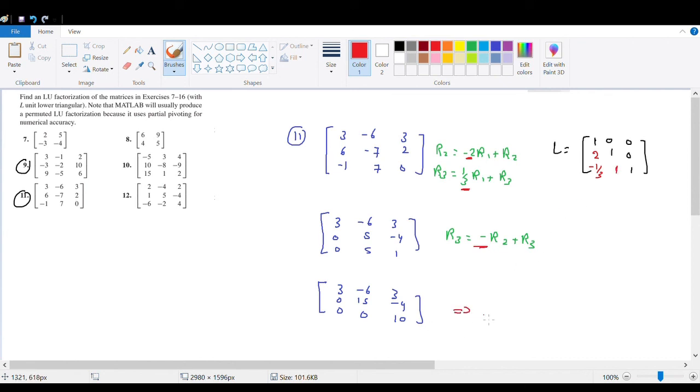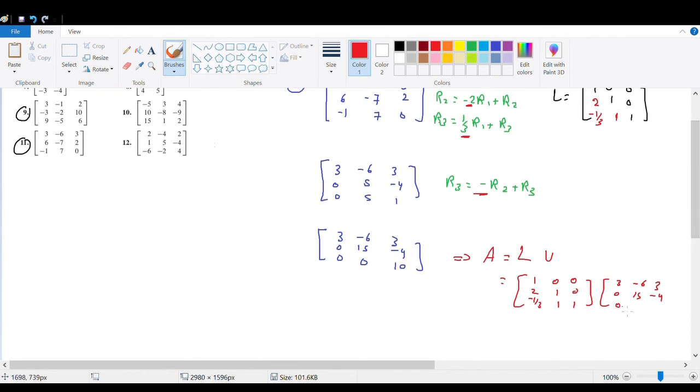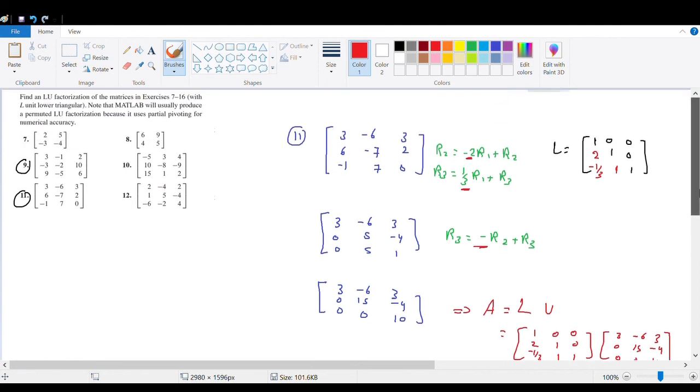So from here we conclude A is equal to LU, that means it is equal to 1 0 0, 2 1 0, -1 over 3 1 1, then the second matrix, which is 3 -6 3, 0 5 -4, and 0 0 10. So this is the LU factorization of our matrix A.